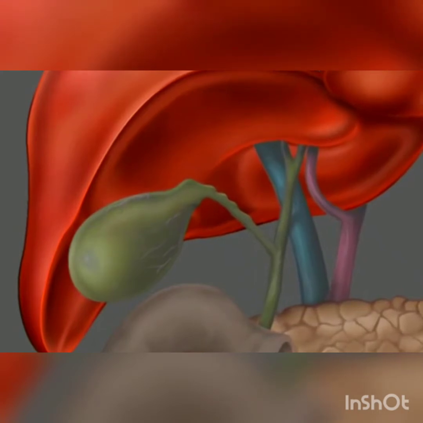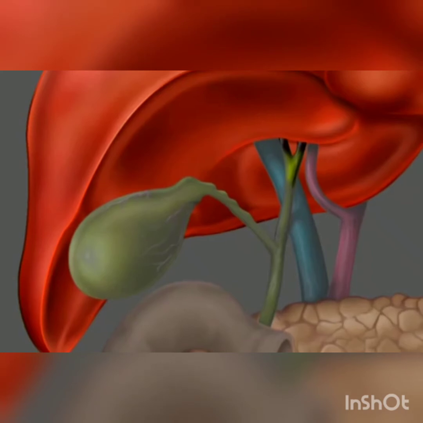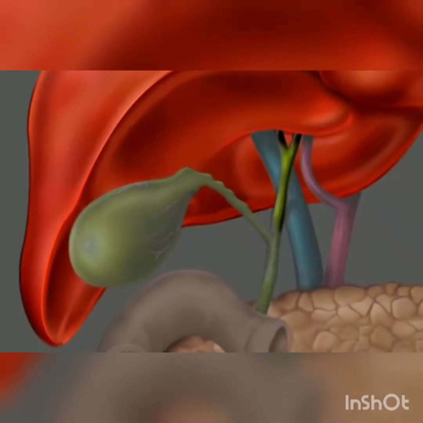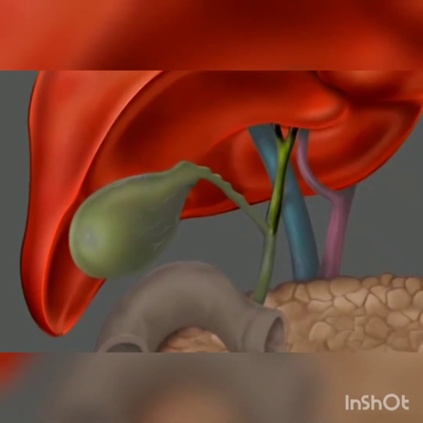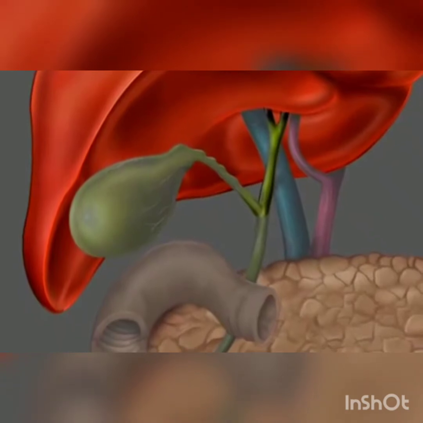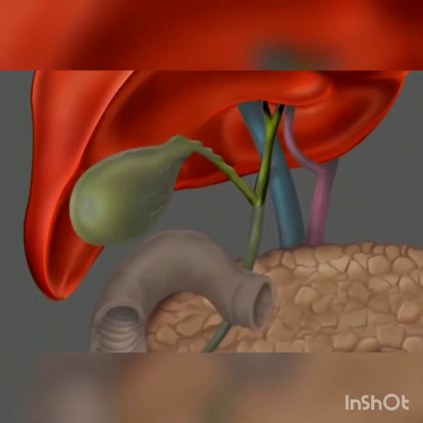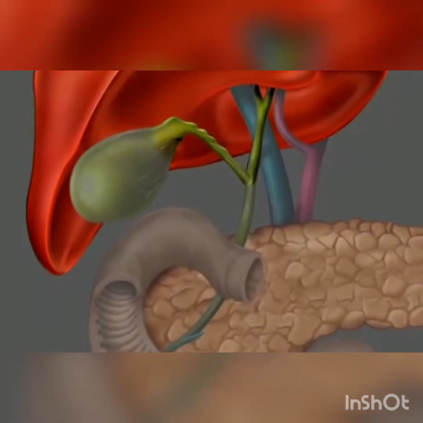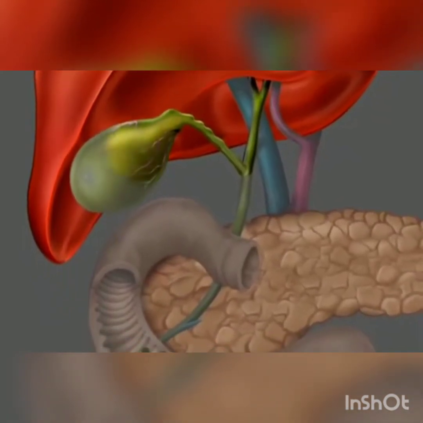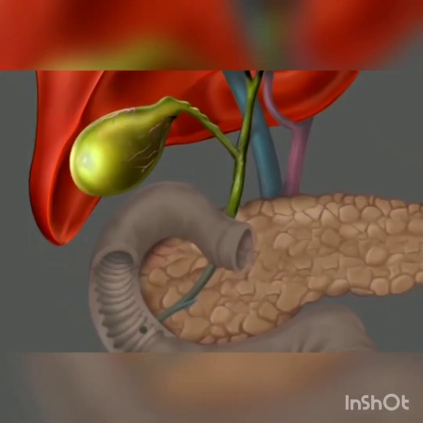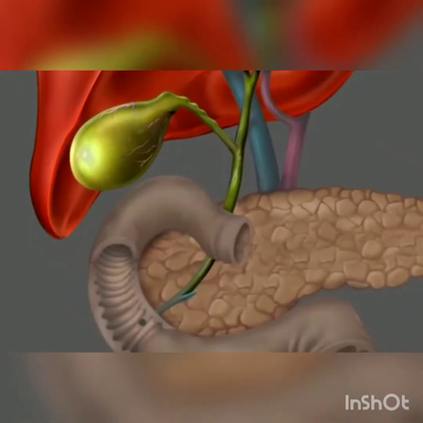The small intestine receives secretions from the liver and pancreas, and the liver is known as the largest gland in the human body. The liver produces many substances including bile. That bile juice is stored in a sac called the gallbladder. The greenish colored part is called the gallbladder.